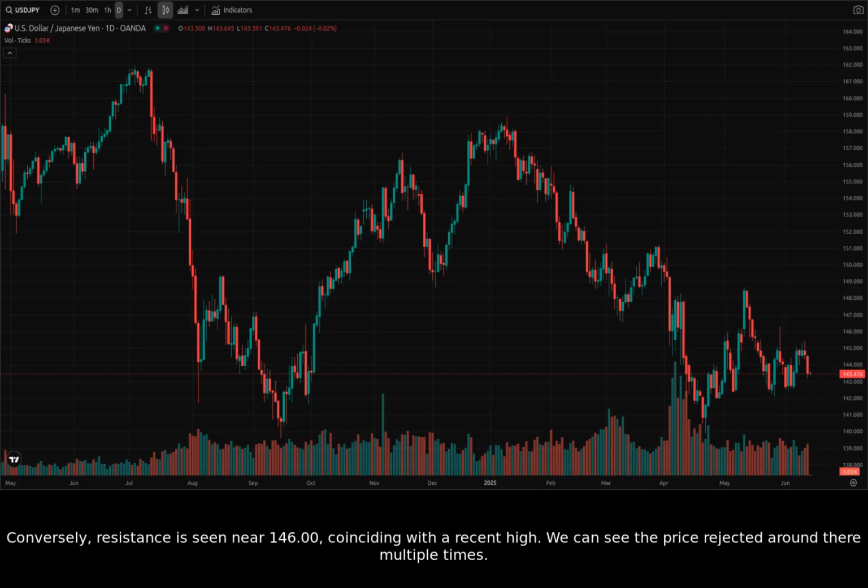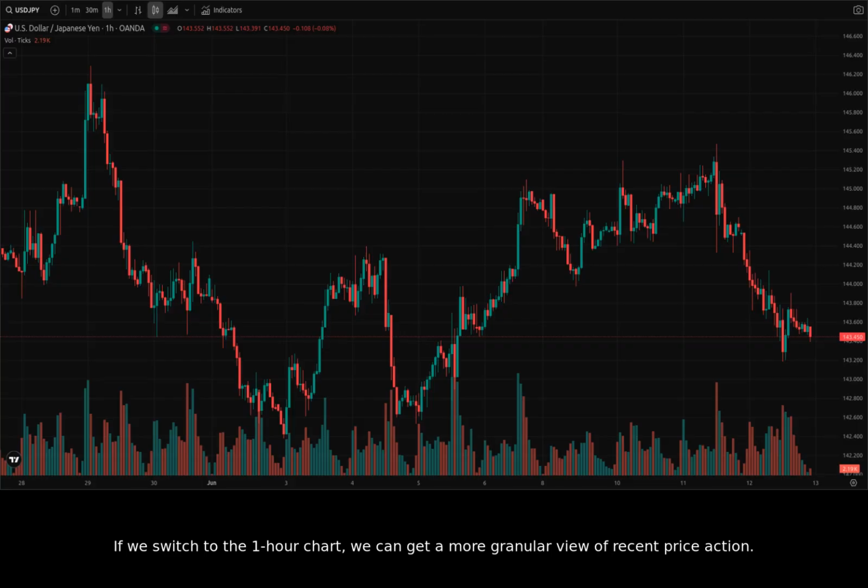Conversely, resistance is seen near 146.00, coinciding with a recent high. We can see the price rejected around there multiple times. If we switch to the 1-hour chart, we can get a more granular view of recent price action.